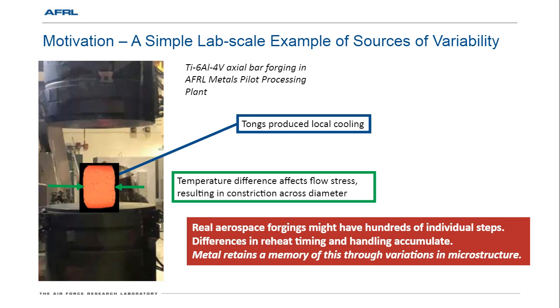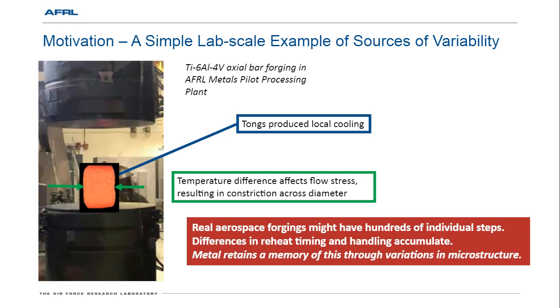But in the video, you'll see in our lab a titanium 6-4, Ti-6-4, workpiece taken from a furnace and put into a forging press, and the tongs have produced local cooling. The temperature difference locally affects the local flow stress and results in a constriction across the diameter. Now, this is just a simple lab scale example, and in fact, there's a balance here between the time from furnace to the forge press, the time on die, and the time before we hit the buttons.